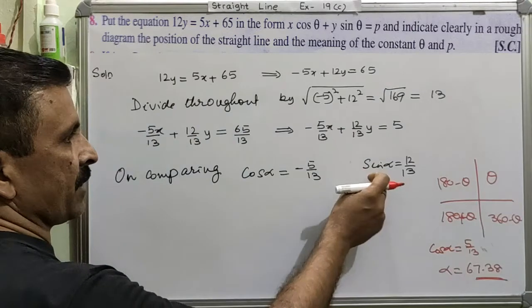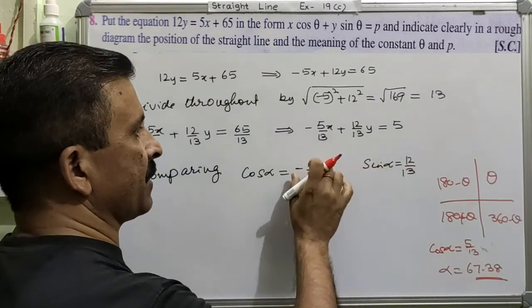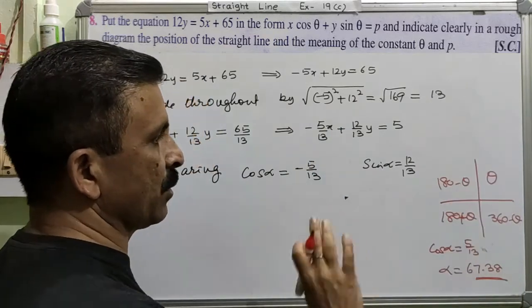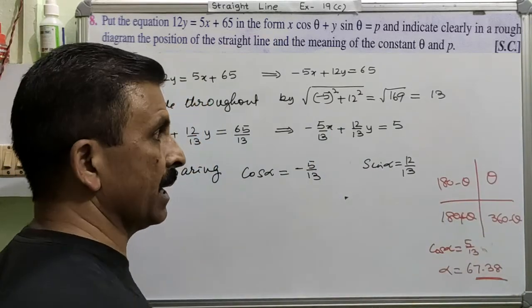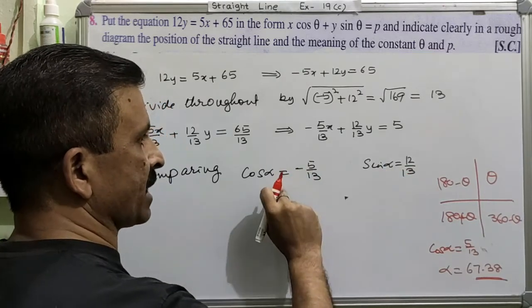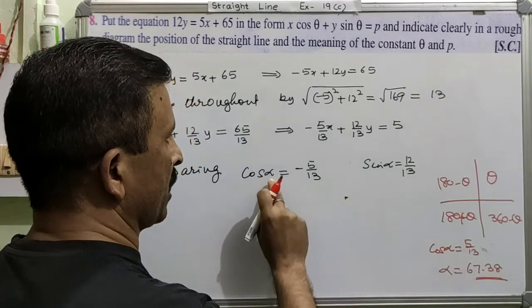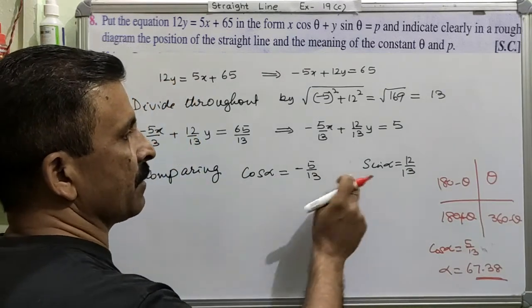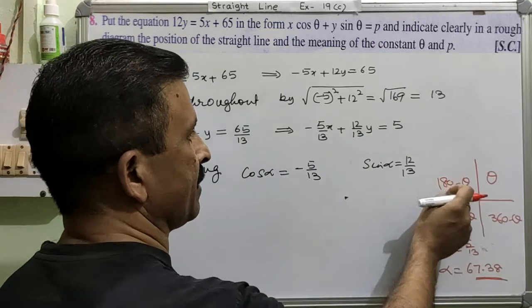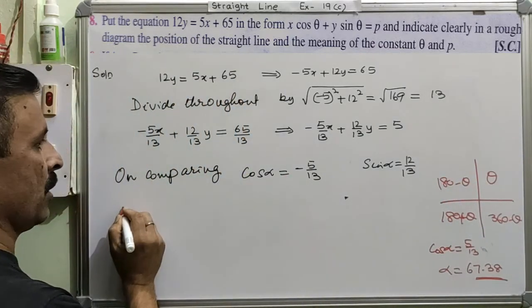Now, because one of these two is negative, we have to find out its location. If both were positive, then we blindly take it in the first quadrant, and we don't have to do all this work. Clear? So we know that now cos is negative and sin is positive, and that will happen only in the second quadrant. Therefore, the angle cannot be expressed in terms of alpha. We have to express this angle in terms of 180 minus alpha. Is this okay?